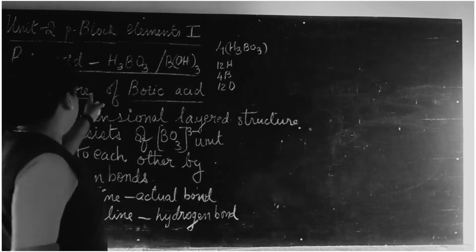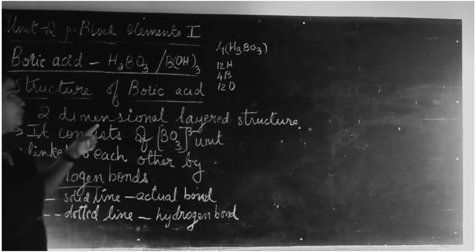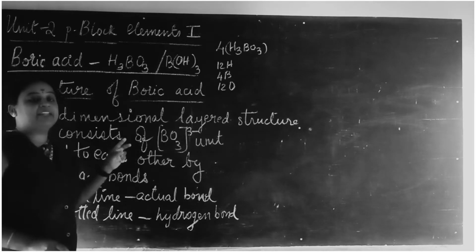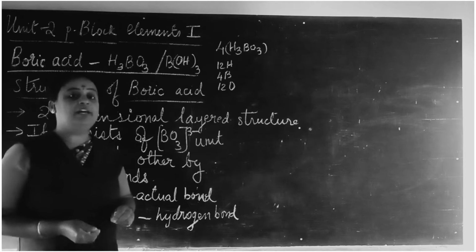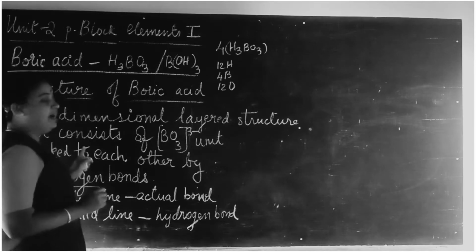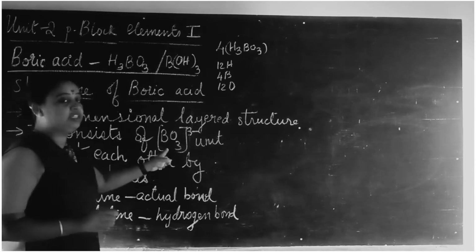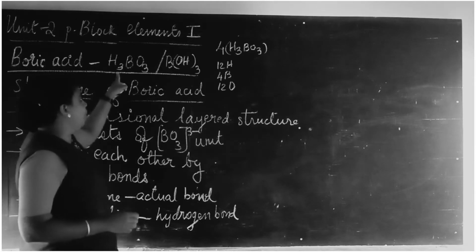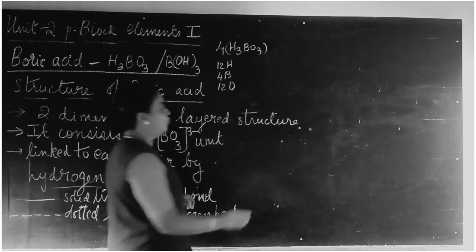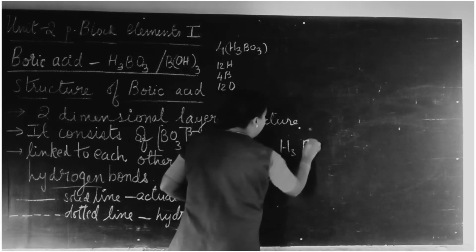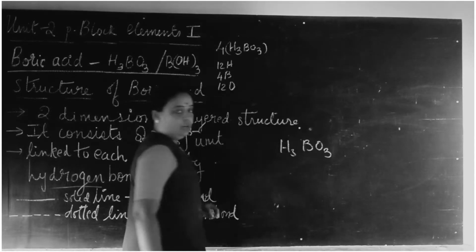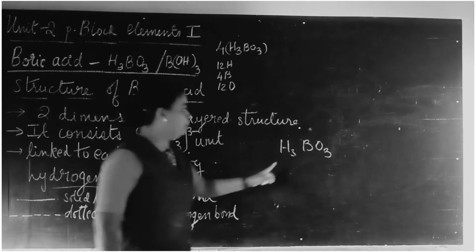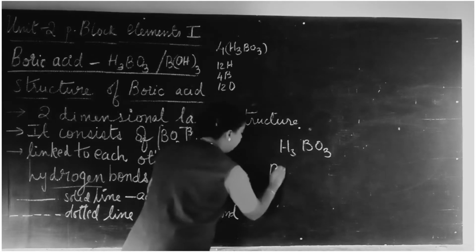Yes, now, what does the boric acid structure look like? It is a two-dimensional layered structure, and it consists of BO3 units. When we look at the formula, boric acid is H3BO3. So this two-dimensional layered structure consists of repeated BO3 units.